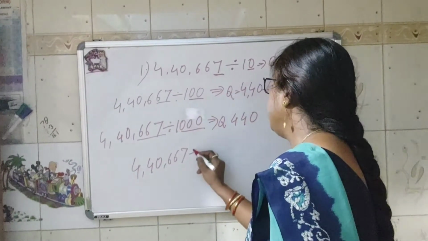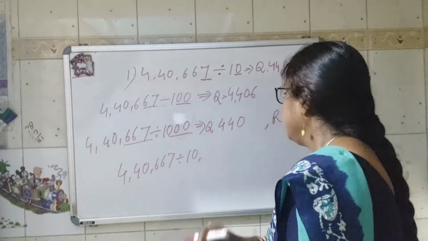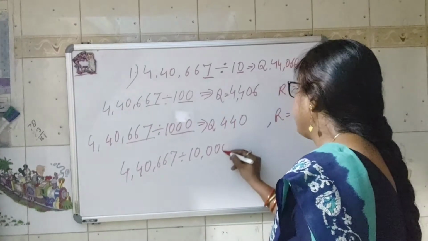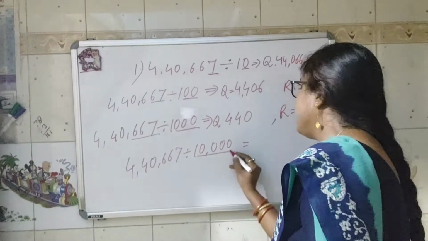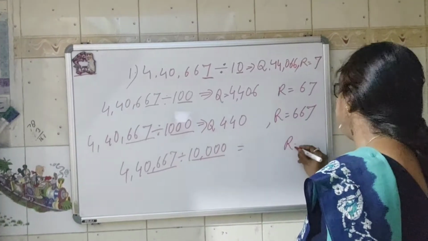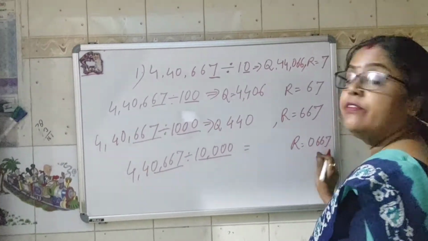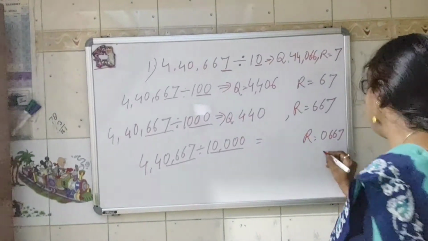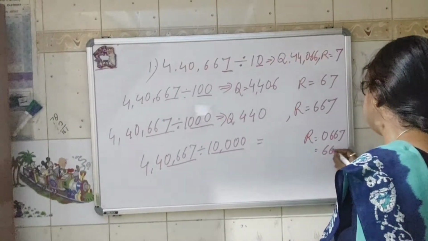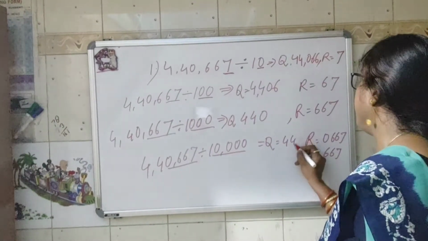The next is 440667 divided by 10,000. This is 10,000. Okay, so how many zeros? 4 zeros. It means 4 digits will be the remainder. So first we will write down the remainder 0667. 0 does not have any value if it is written before a number. So it means it is 667 and the quotient is 44.